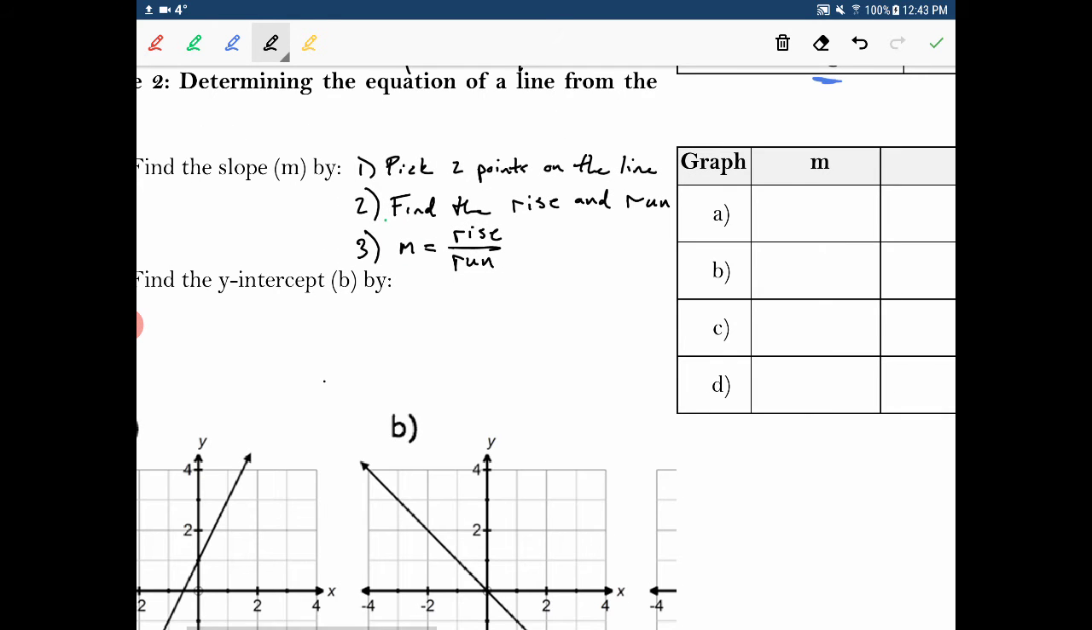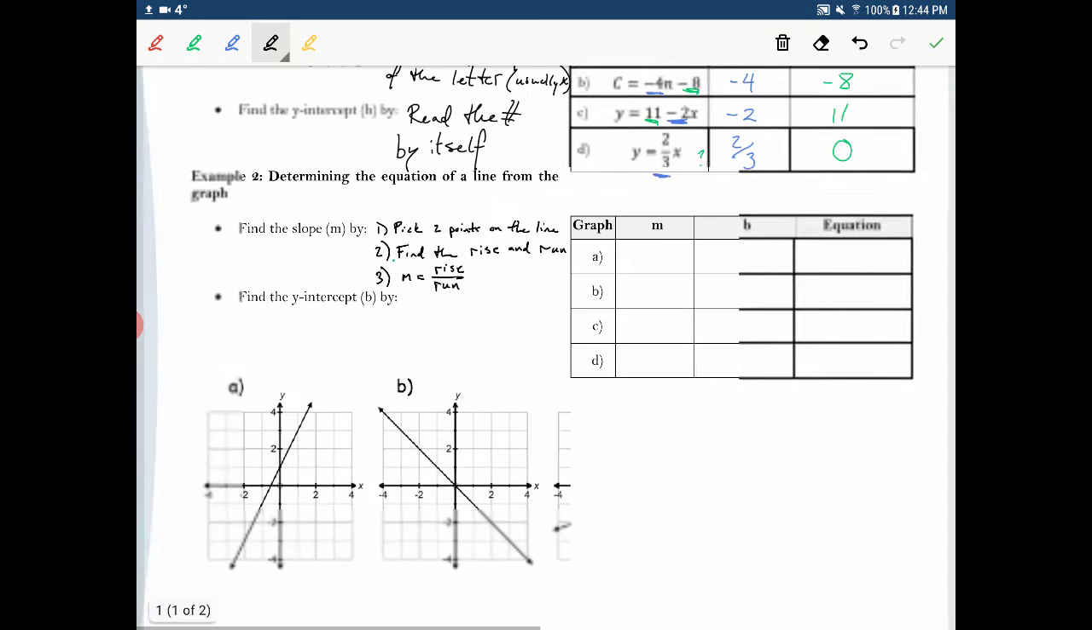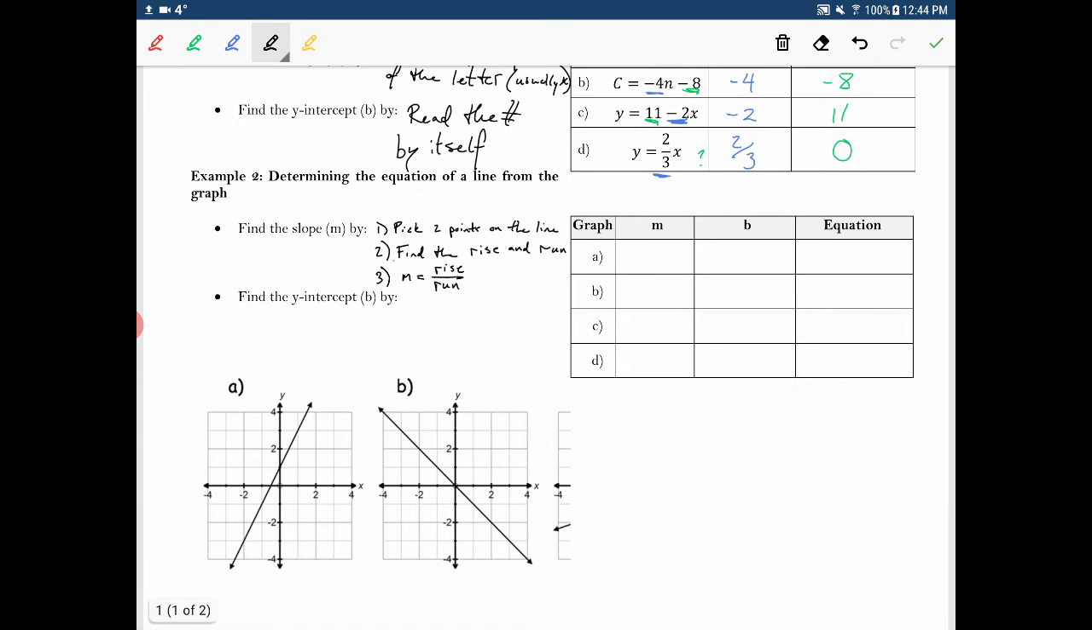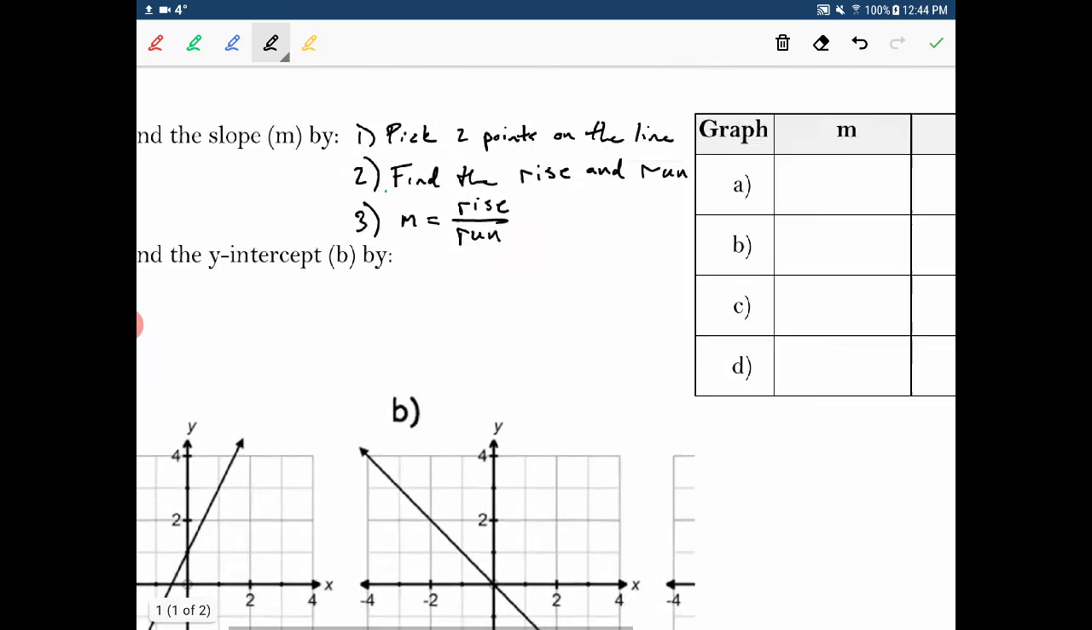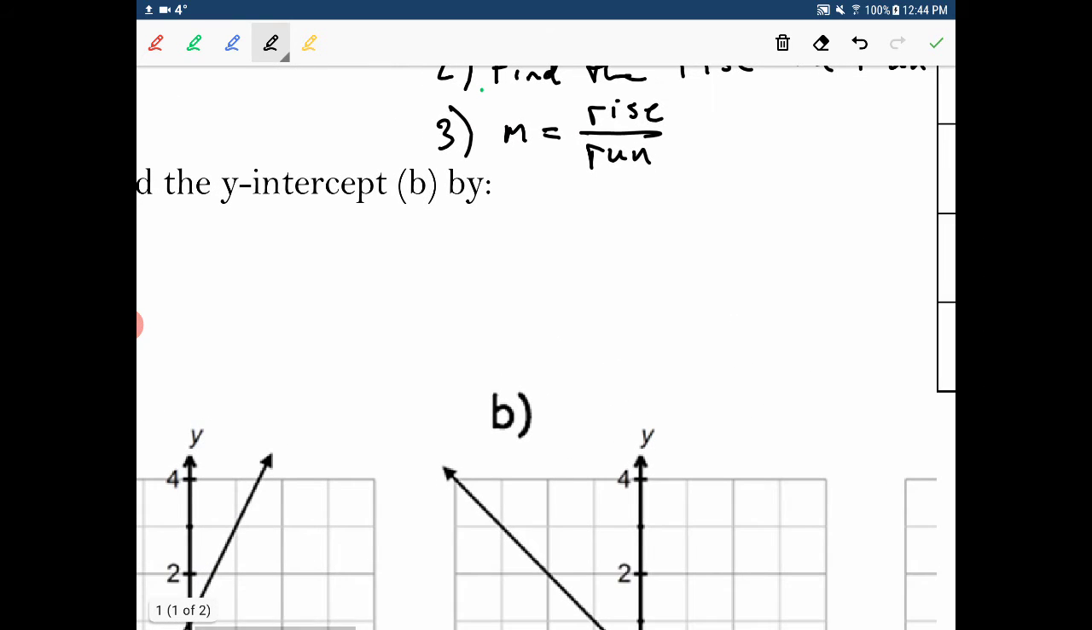The only time you're going to use decimals really is when we're doing application questions where it doesn't necessarily make sense to use a fraction. Okay. So then to find the y-intercepts, this is actually fairly easy. Finding the y-intercept is a lot easier than finding the slope. You only have to do one thing. You just have to read the graph. You're looking for where the line crosses the y-axis.